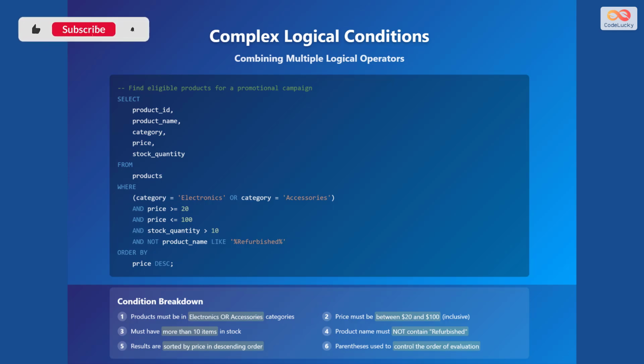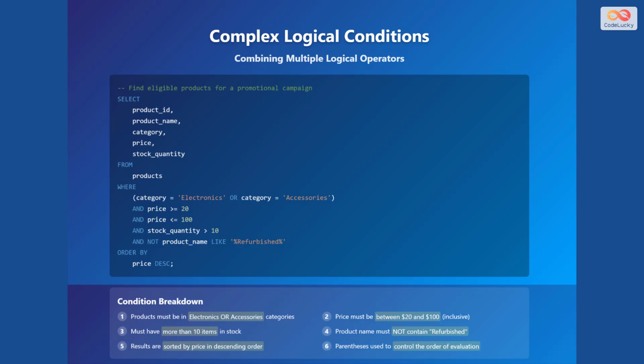Here's an example of a complex query that uses multiple logical operators to find eligible products for a promotional campaign. The query selects the product ID, product name, category, price, and stock quantity from the products table. The WHERE clause specifies several conditions. First, the category must be electronics or accessories. Second, the price must be between $20 and $100. Third, the stock quantity must be greater than 10. Fourth, the product name must not contain the word refurbished. Finally, the results are sorted by price in descending order.